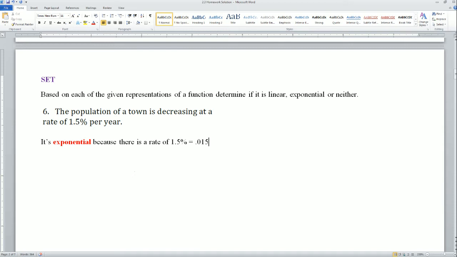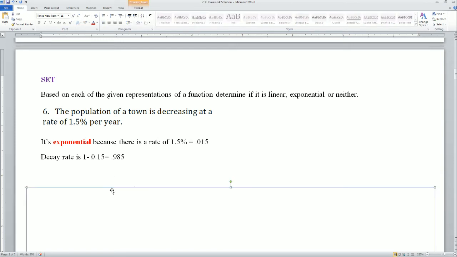Good. So that means the decay rate is 1 minus 0.015, which is 0.985. There you go. Good. There's some extra calculation if you want to see it.